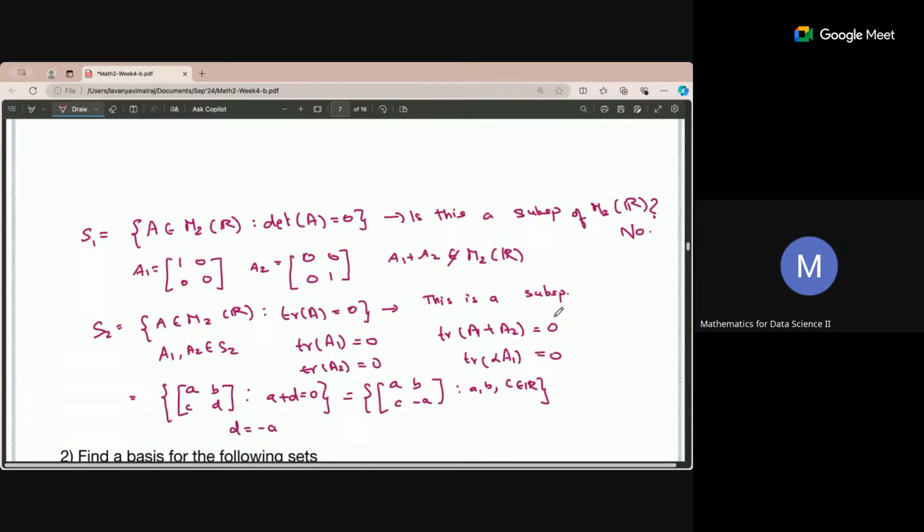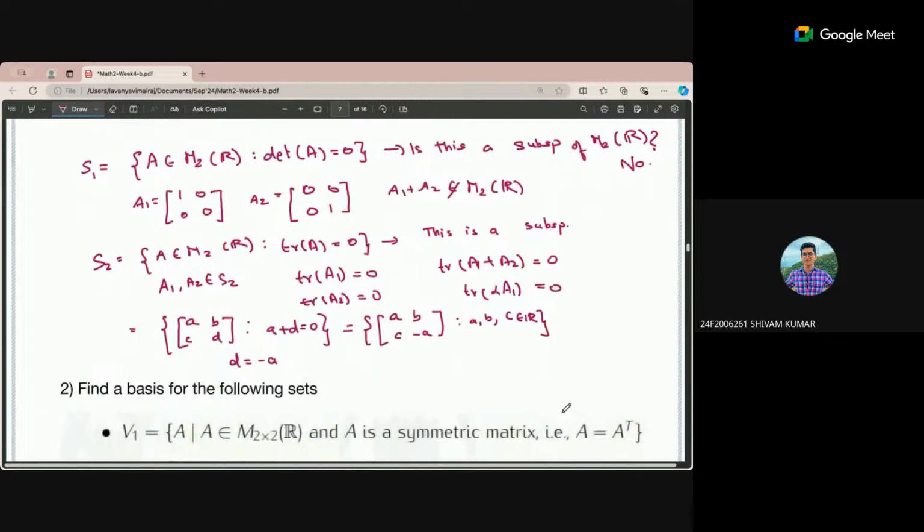Okay. So whenever you are asked to find this, first of all, you should check whether it is a subspace. If it is asked, first check this and then do the basis part, dimension or basis, whatever. Okay, clear? Okay.